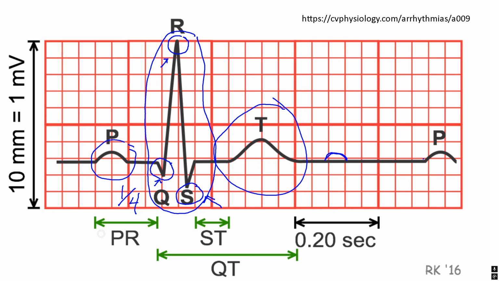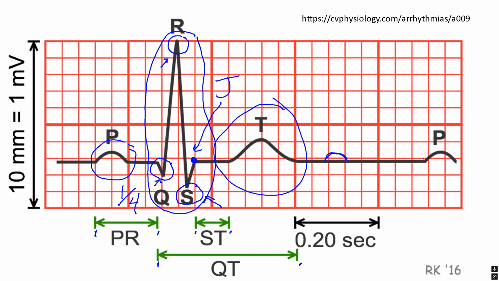The PR segment is the time frame from the beginning of the P to the beginning of the QRS. The QT interval is from the beginning of the QRS to the end of the T. The ST segment is from the end of the QRS to the beginning of the T. And the J point, which they don't mark here, is the ending of the QRS. That's what the J point is, where the QRS ends.